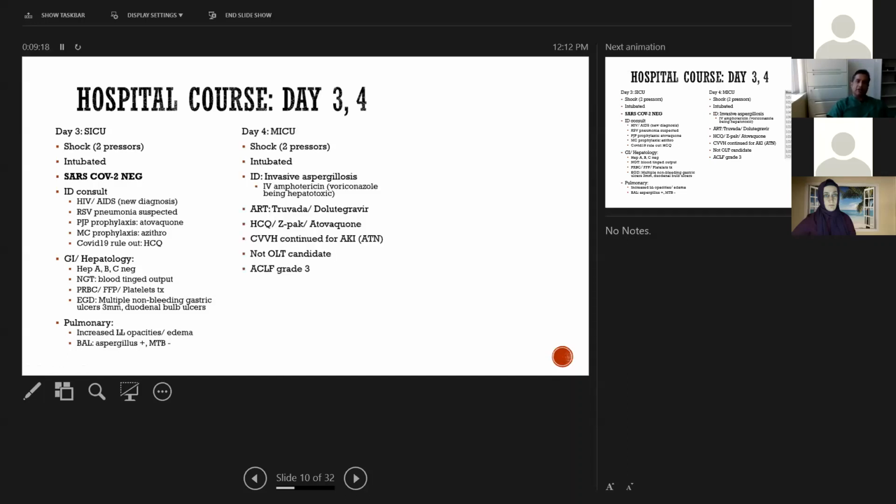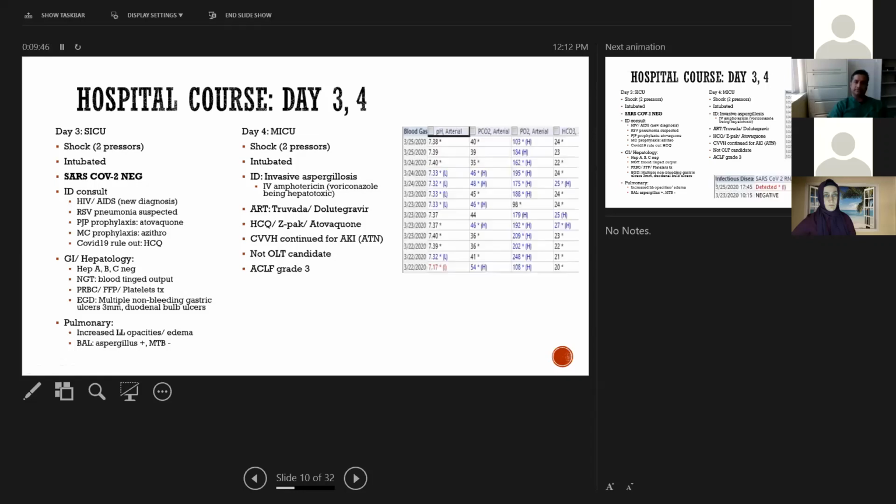On day 4, again, for invasive aspergillosis, the ID started her on IV amphotericin, and the voriconazole and itraconazole being hepatotoxic were avoided. She was started on antiretroviral therapy with Truvada and dolutegravir, and all the rest of the medications were continued. Now, at this time, she already has ACLF grade 3, and she was not a candidate for transplant given the recent HIV diagnosis and very low CD4 count.